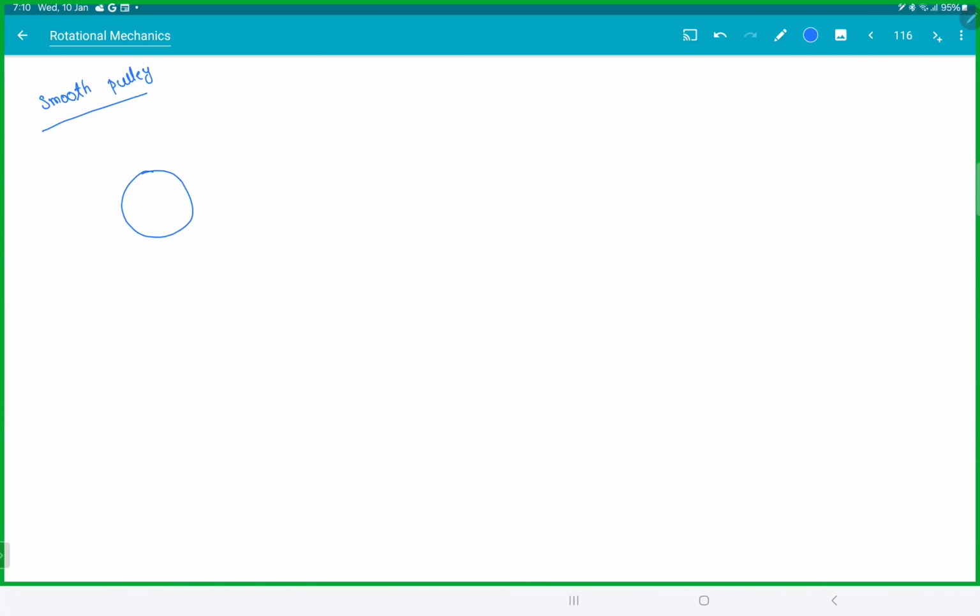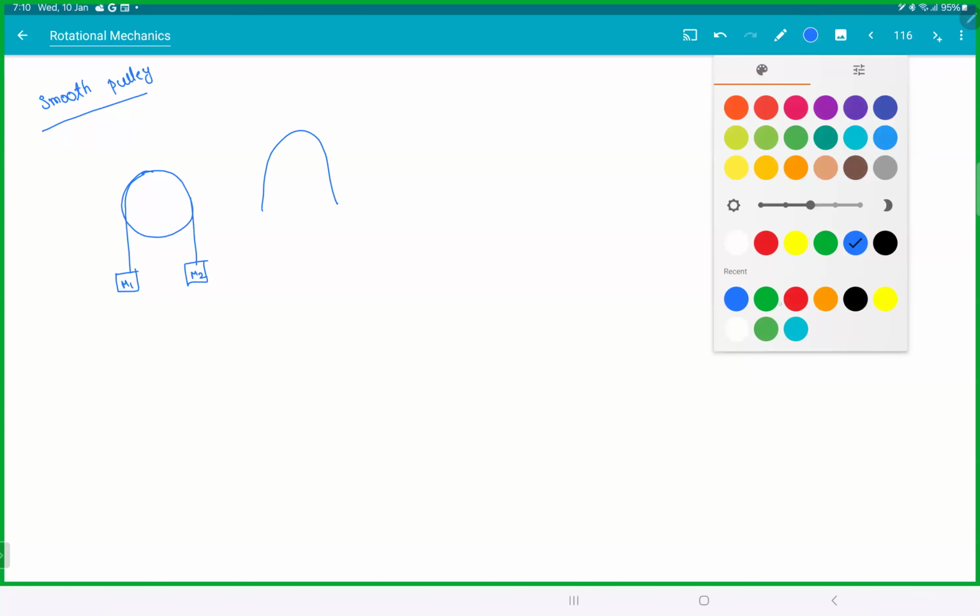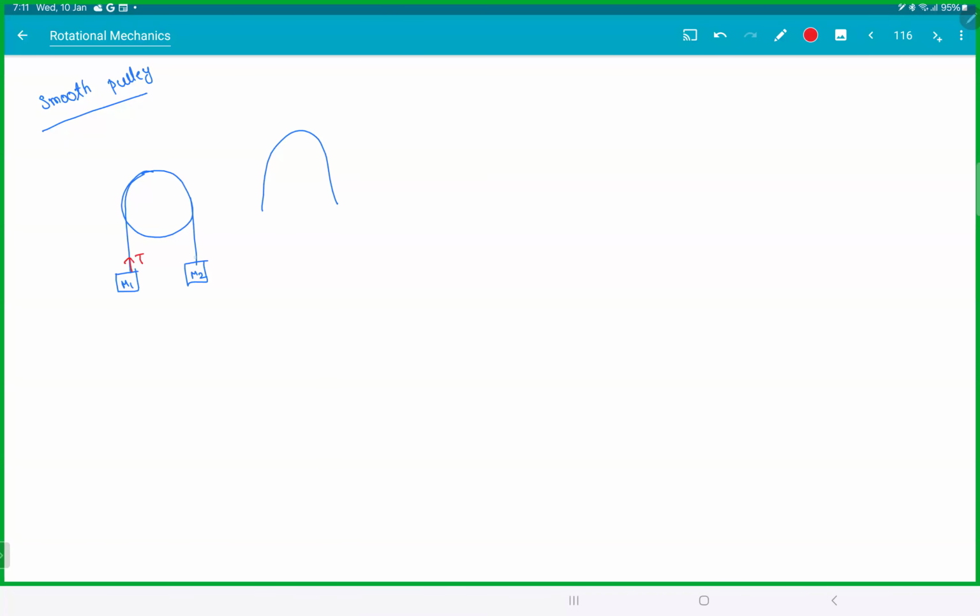Whenever you do a problem, this is the thing you have to be careful about. If you have a smooth pulley with M1 and M2 and a string, if this side has tension T, this side also has tension T. That is the first thing: the tension is the same on both sides because there is no friction. And the second thing, the cylinder never rotates, the pulley never rotates.